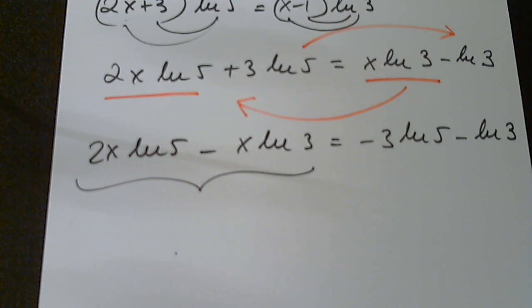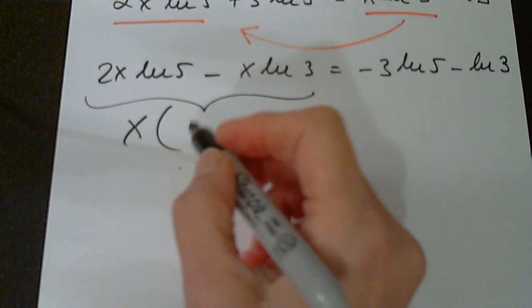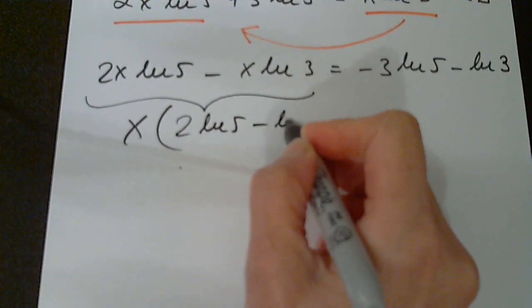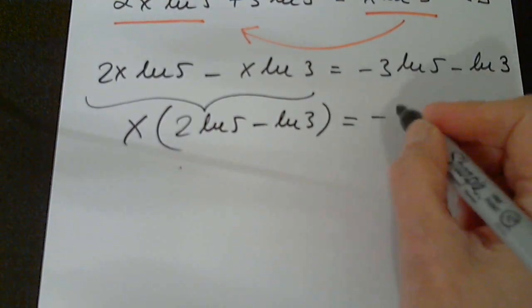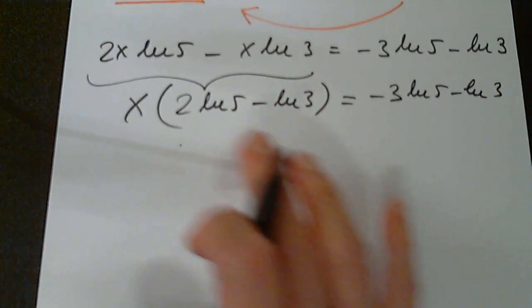I need to solve. So what should I do? I cannot combine them. So my other option, and the only option, is to factor out x: 2 natural log 5 minus natural log 3, because negative natural log 5 minus natural log 3. Now I divide.